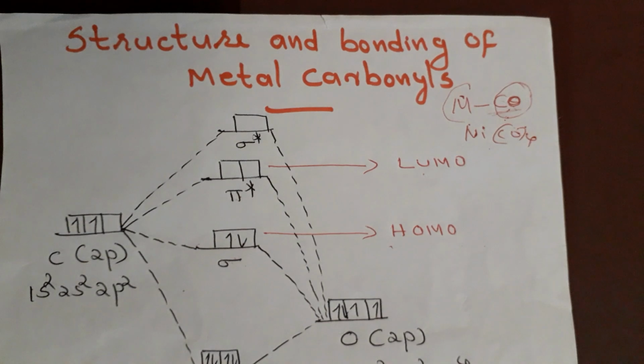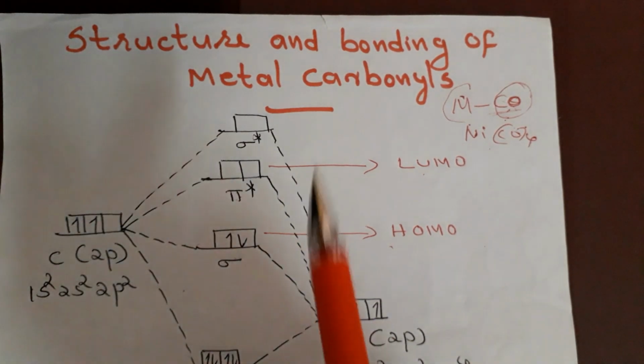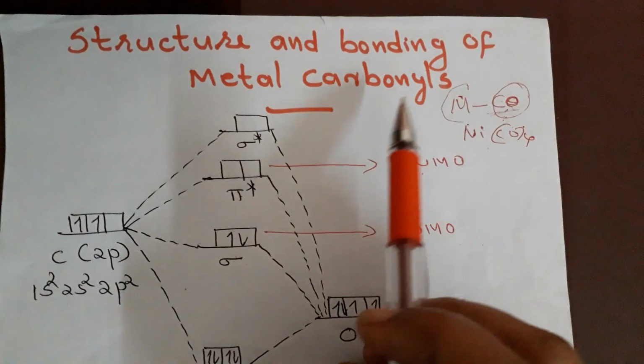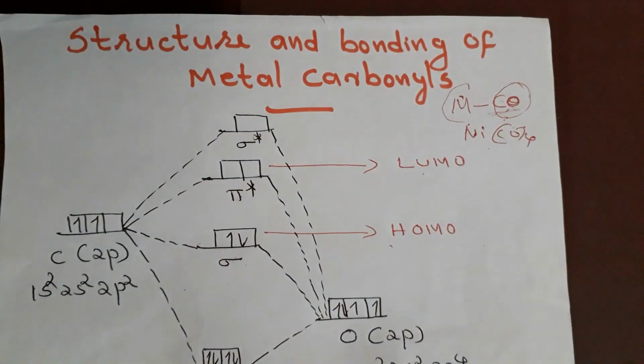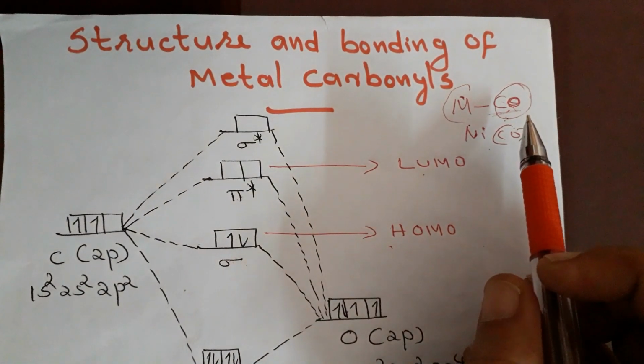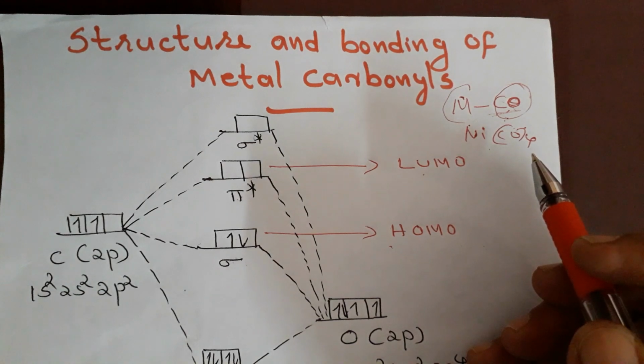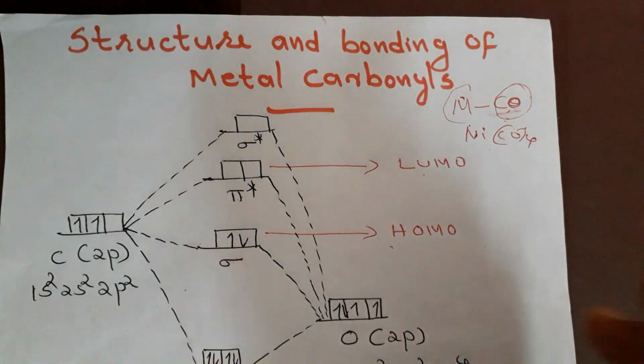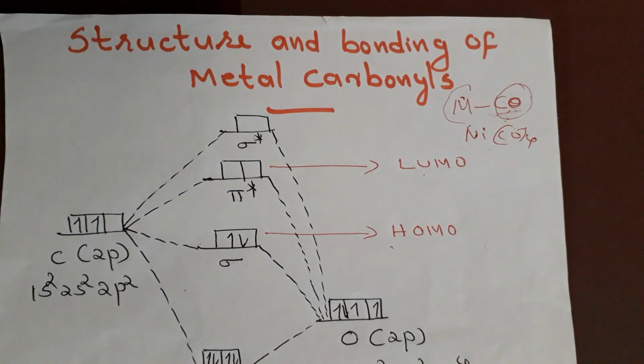Okay. Hello students. In this session, I am going to discuss the structure and bonding of metal carbonyls. Metal carbonyls, for example Ni(CO)4 and Fe(CO)5. There is one metal and carbonyl groups, or other ligands also, but there are some carbonyl groups. That compound is known as a metal carbonyl. So a metal carbonyl is an organometallic compound.